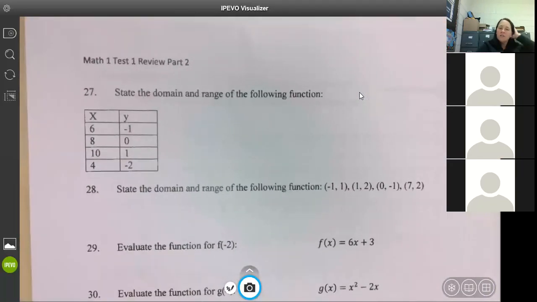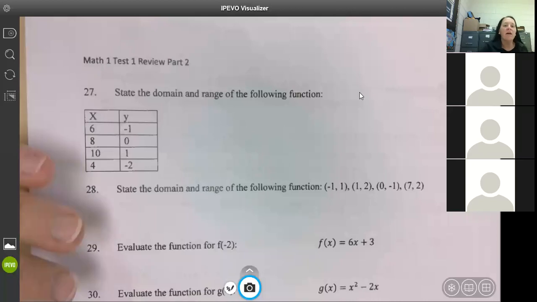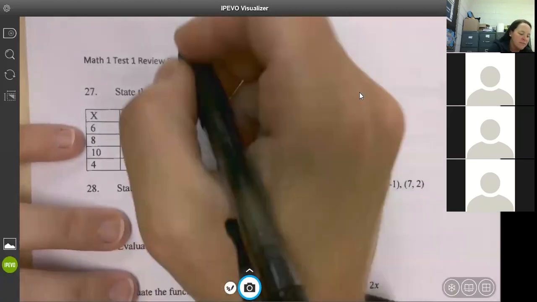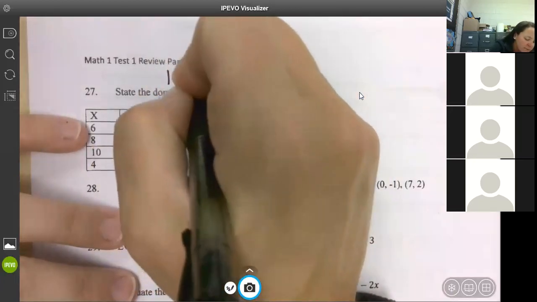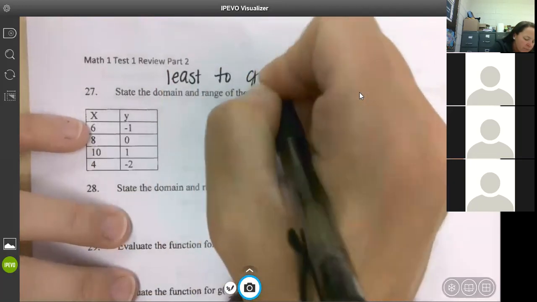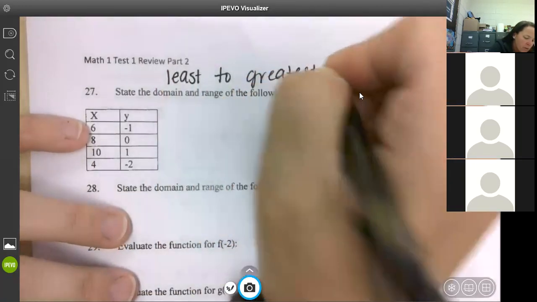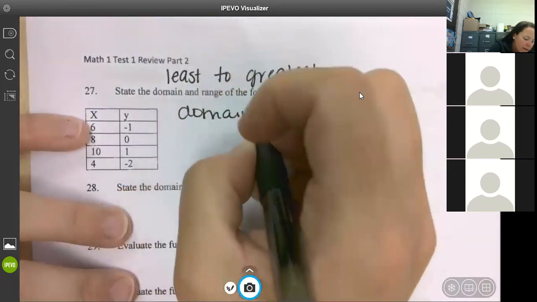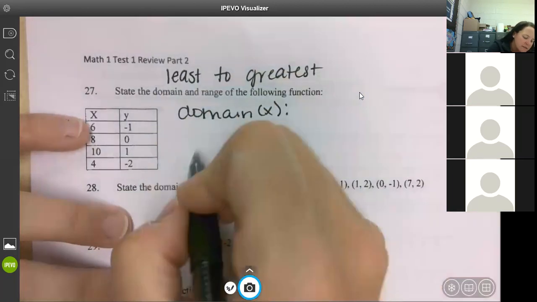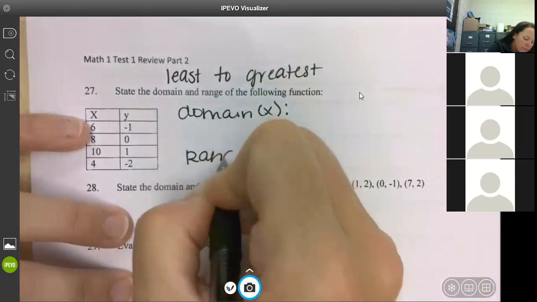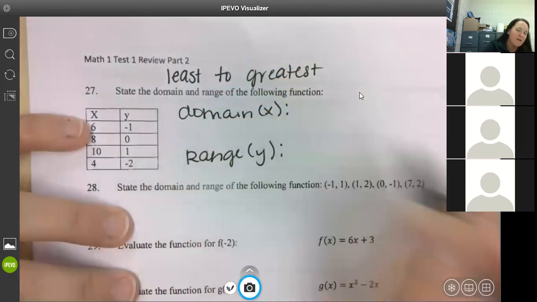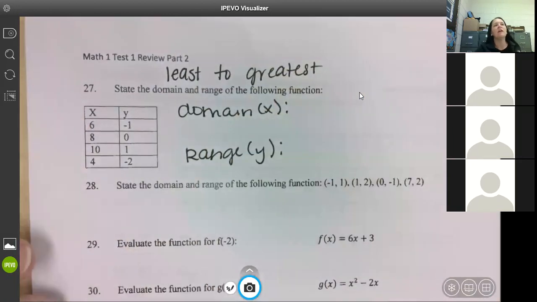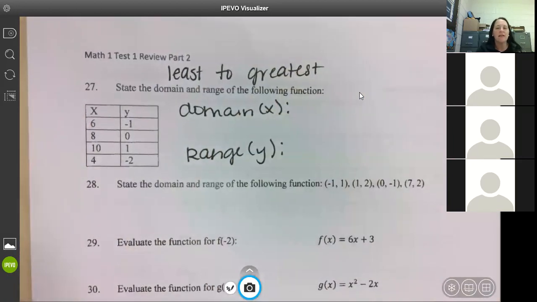All right, so I looked at your quizzes from yesterday, and the one thing about the domain and range is make sure you put least to greatest. Remember, domain is your x values least to greatest, and range are your y values least to greatest. I don't even care that you didn't put the brackets or anything like that. That's fine.